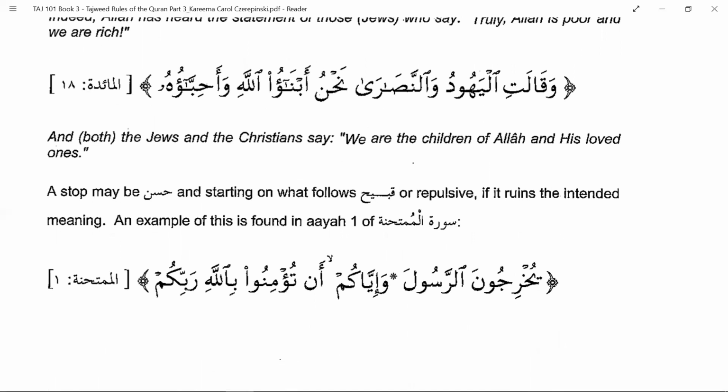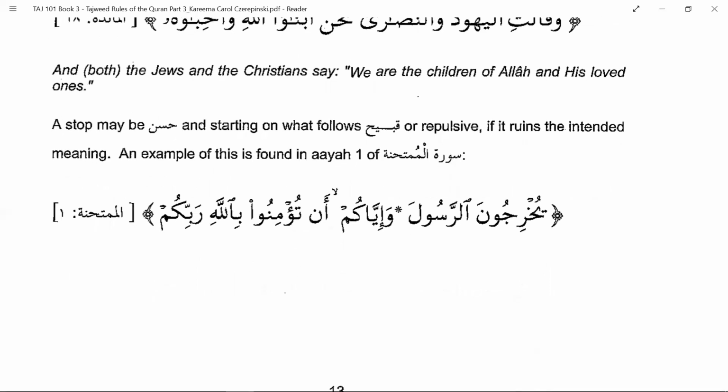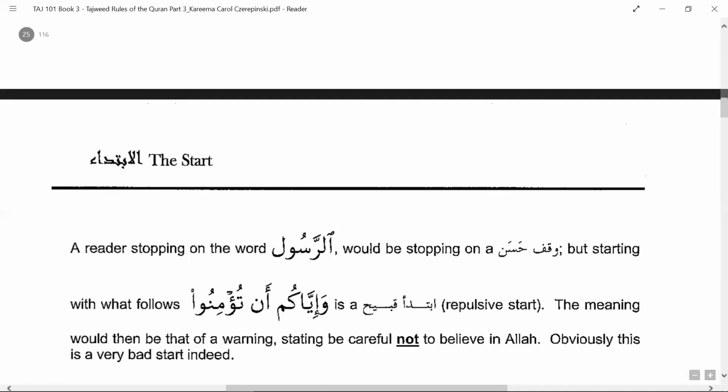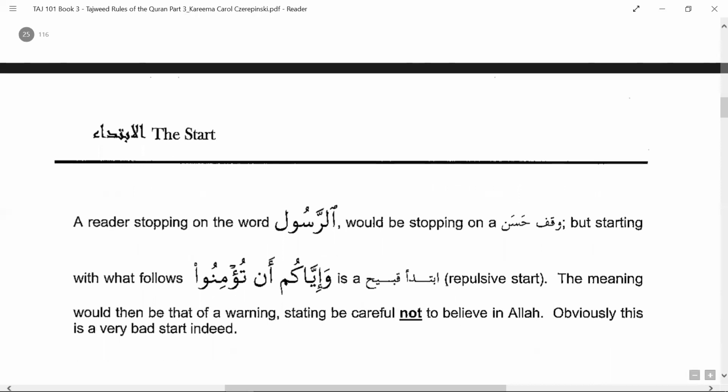A stop may be hasan, which is good, and starting on what follows qabih, or repulsive. Because sometimes a stop may be good, it may be a hasan stop, like here, yukhrijuna rasul, there's this asterisk mark here. But if you continue, then that sometimes may be a repulsive start, if it ruins the intended meaning. Like over here, this is Surah Al-Mumtahina, ayah number 1, yukhrijuna rasul. And then when you start on the next one, a reader stopping on the word rasul would be stopping on a waqf hasan, the meaning is there proper.